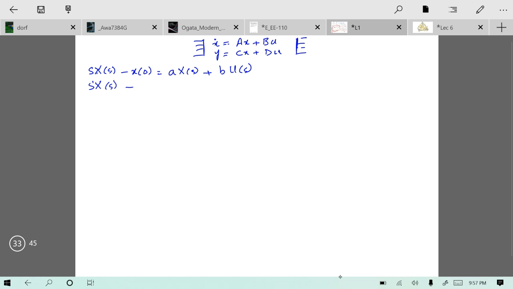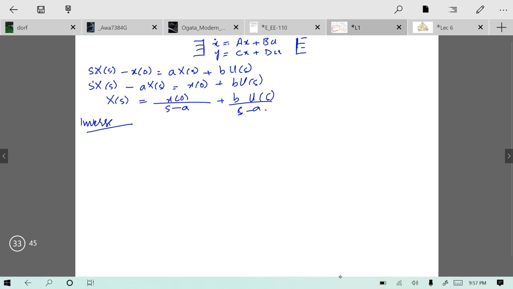s x of s minus a x of s is equal to x of 0, just by rearranging the system. And from here I can write x of s is equal to x of 0 divided by s minus a, plus b into u of s divided by s minus a. Now by taking inverse Laplace, and using partial fractions, I can write x of t, I am directly writing this equation now, e raised to the power a t x of 0 plus integration 0 to t e raised to the power a t minus tau b u of tau d tau.